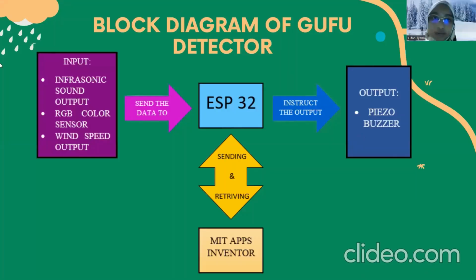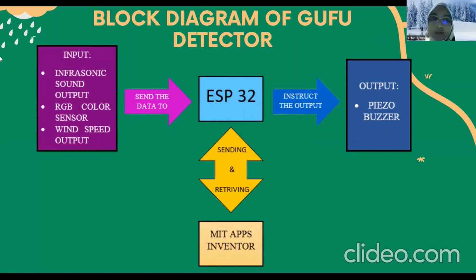Okay, I'll continue from this part. With all the problem statements and references that we have researched, we came up with the block diagram for our Gufu detector. The input, as Ain said, is the infrasonic sound output, the RGB color sensor, and the wind speed output, which will later be presented by Aiman.